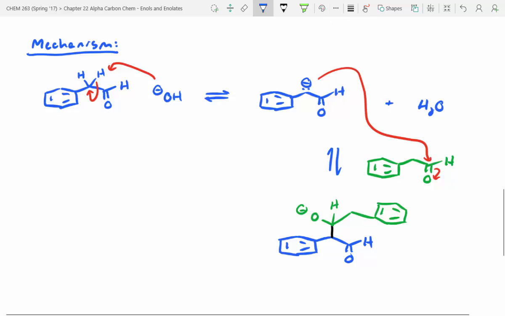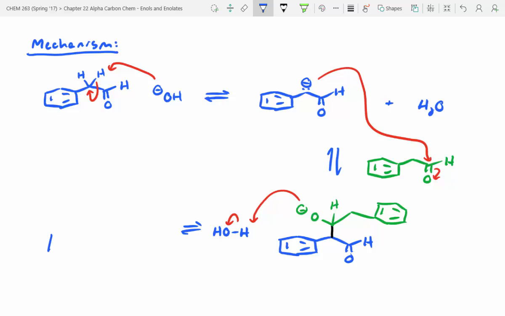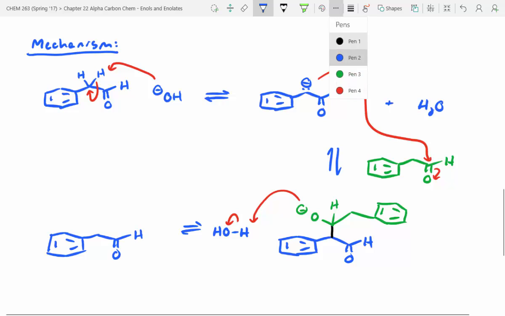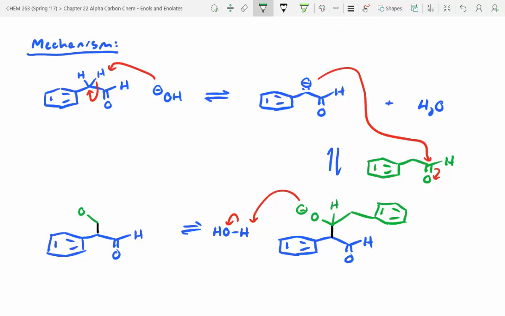And then last but not least, we've got our proton transfer, where we can draw our final product. And again, I'll keep the bond colors approximately the same. And voila, we've got our Aldol addition product. Does that make sense?